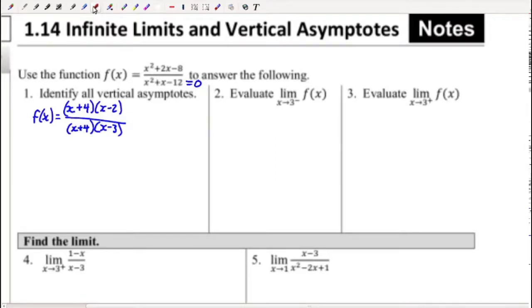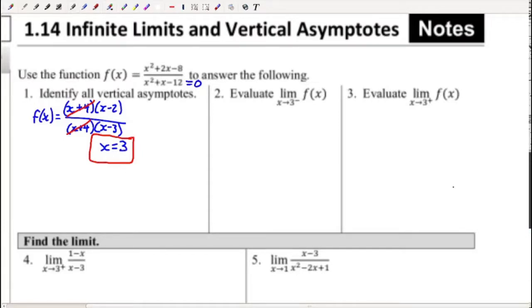Pause your video for a minute if you need to write down your factors, and you see that the x plus 4 cancels top and bottom, which means that's going to be a hole, and the only vertical asymptote that I'm looking for is what would make x minus 3 equal to 0, and that's going to be x equals 3. So the first part of the question, identify all the vertical asymptotes, that would be my answer, x equals 3. And the next part says evaluate the limit as x goes to 3 from the left side, from the negative side, of f of x.